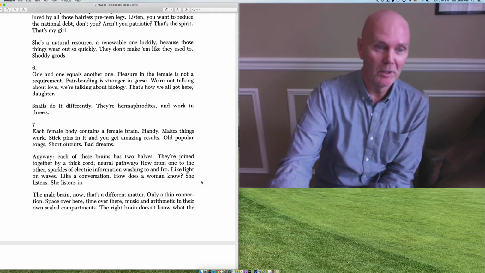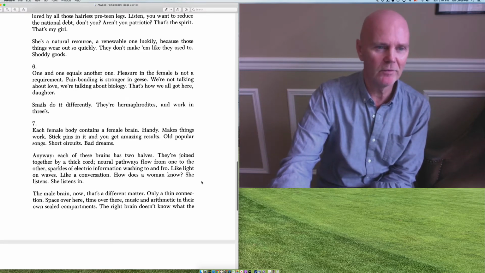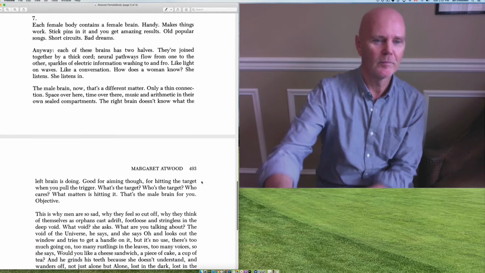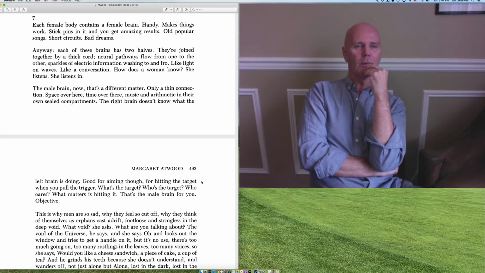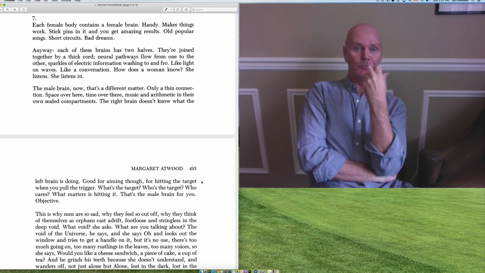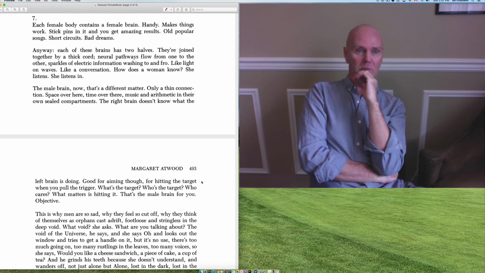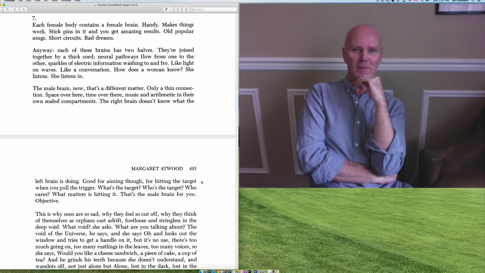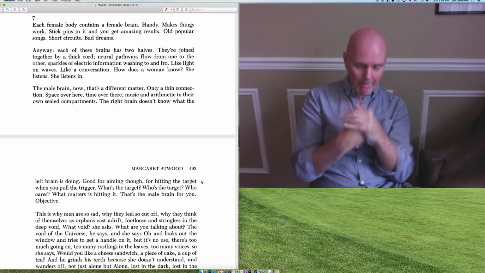Now we come to this much longer section 7. Let's just read it through, shall we? So each female body contains a female brain. Handy. Makes things work. Stick pins in it and you get amazing results. Old popular song. Short circuits. Bad dreams.